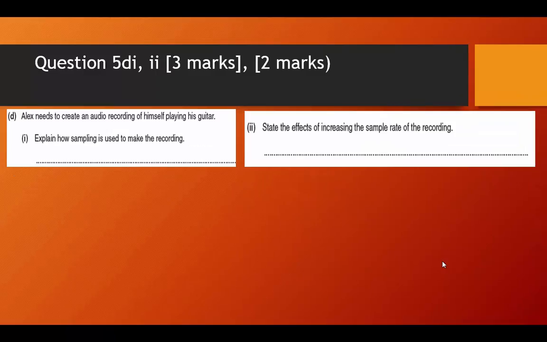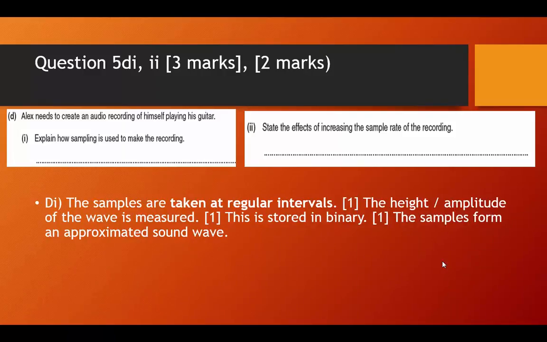Question 5di and ii is 3 marks and 2 marks. Alex needs to create an audio recording of himself playing his guitar. Explain how sampling is used to make the recording. Okay, so the way sampling works is that samples are taken at regular intervals. The text that is bold, taken at regular intervals, that is what you have to say. What is measured? Well, the height and amplitude of the wave is measured. That will give you your 2nd mark.